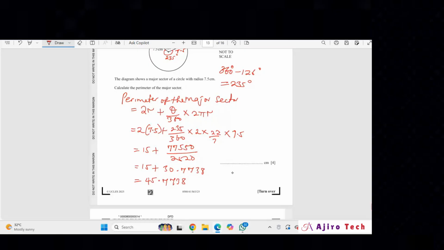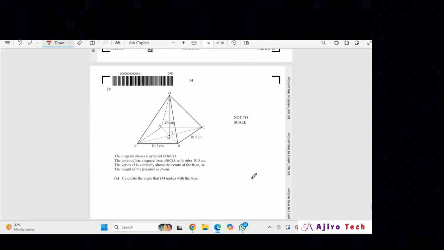45.7738, in centimeters, it says perimeter. So you can just leave it there like that and write 45.77 as your answer there. So that is your perimeter of the major segments.